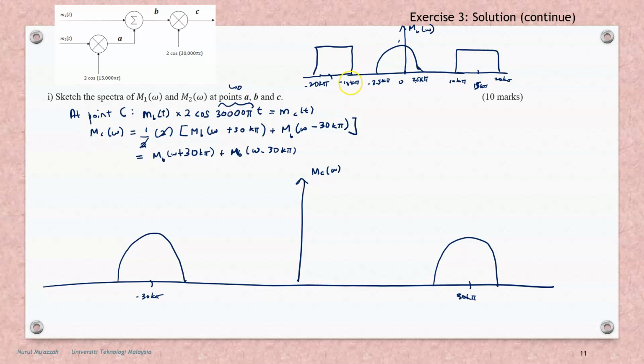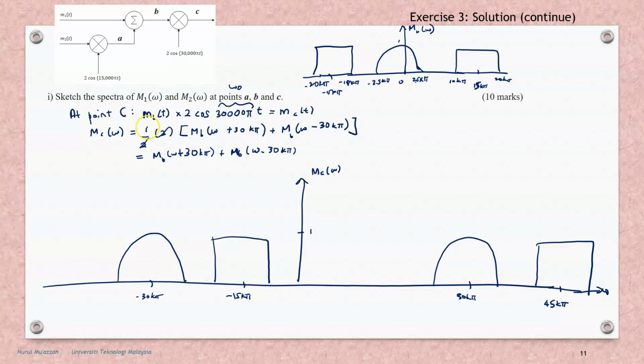Okay, this one should be negative. So this part here will be shifted to the right and to the left. So when 15K plus 30K will be 45K, this one will be like this, 5 pi. And another one will be shifted to the left, 15K minus 30K will become negative 15K. So this one will be here, pi. And all the amplitude here remains 1.